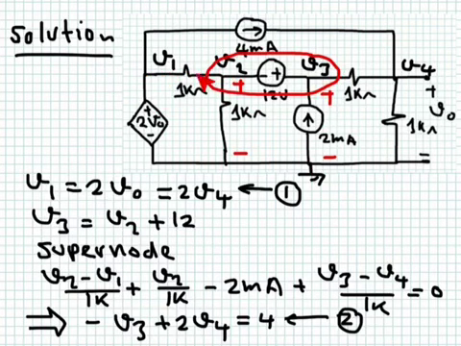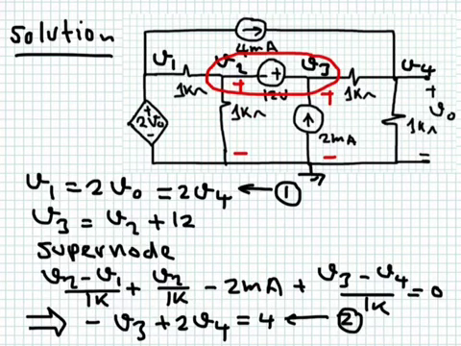This one here is V2 minus V1 over 1K. This one is V2 over 1K. This one here is minus 2 milliampere, because I'm talking about currents flowing out, not flowing in. This one here is V3 minus V4 over 1K. So these are the 4 terms I have here. What remains? Multiply both sides by 1K. This is what we did here.